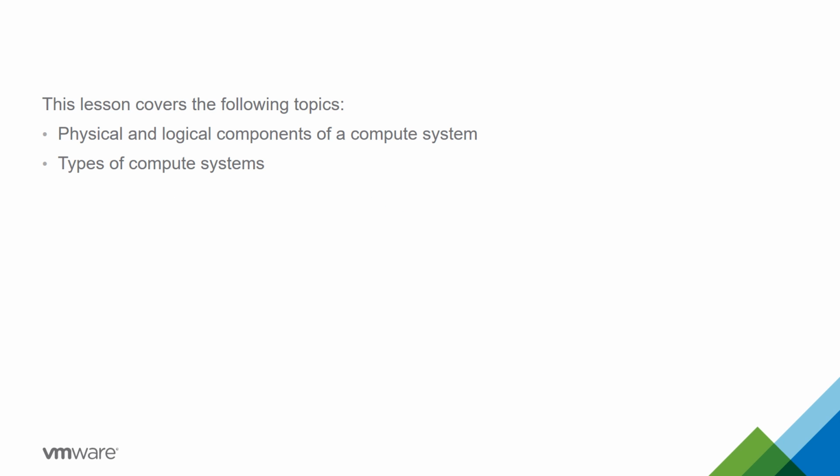This is very simple. You all know what a compute system is. What are the components of a compute system? Just in case you're not familiar with it, we're going to talk about two things: physical and logical components of a compute system and the types of compute systems. Types of compute system is something which you might not be much familiar with.